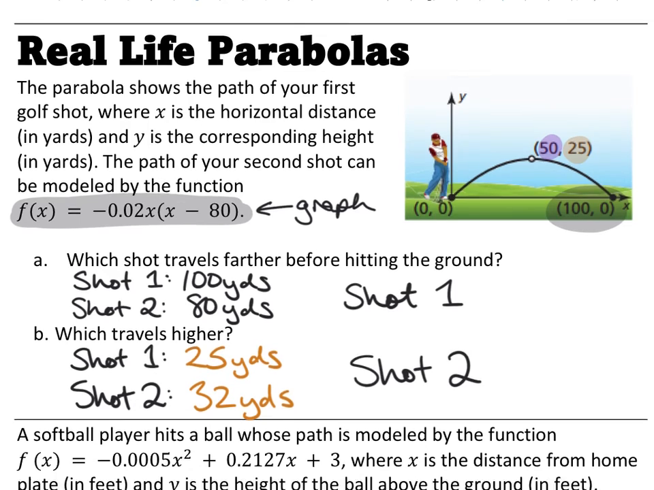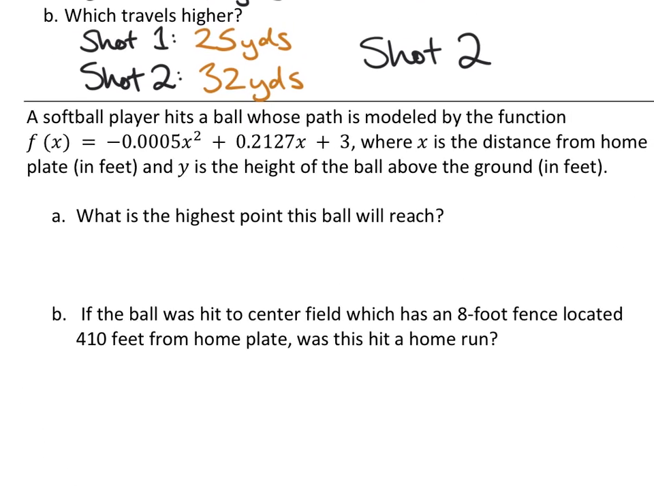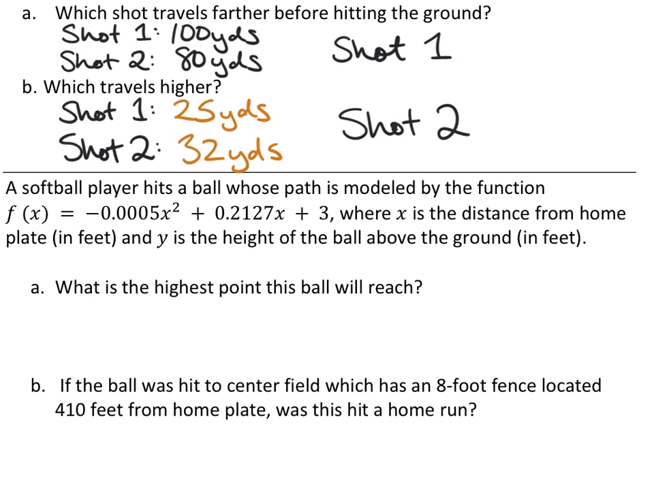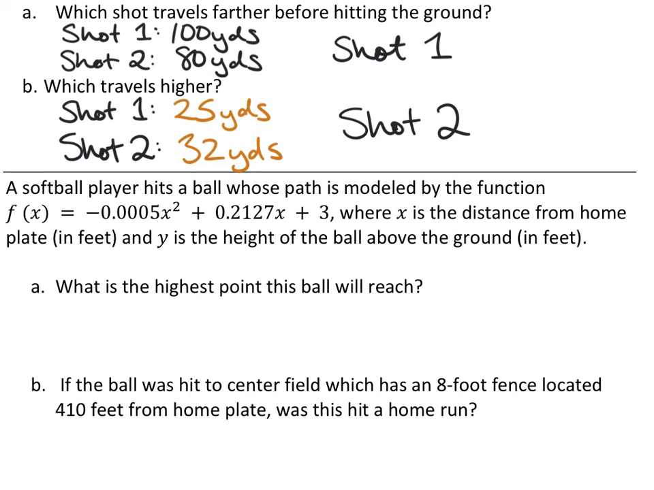Okay, if we do the next example, we don't have a picture for this one, so that means we're going to have to graph it ourselves. But the question says, a softball player hits a ball whose path is modeled by the function f of x equal to, whoa, that's a crazy big decimal, x squared plus another crazy big decimal, x plus 3. I don't want to graph that by hand, but because we're going to be asked the highest point, we're going to want to see it on a graph. So let's go to Desmos.